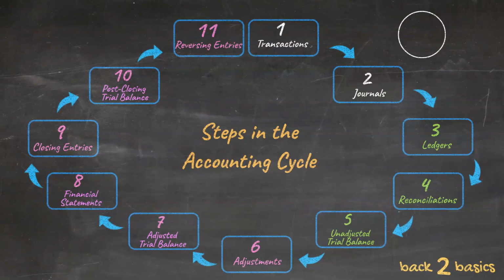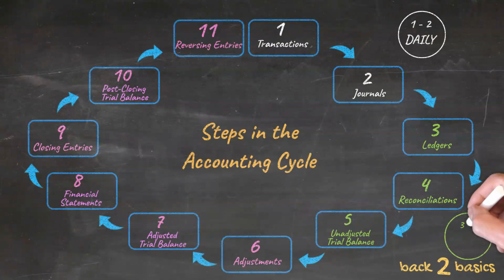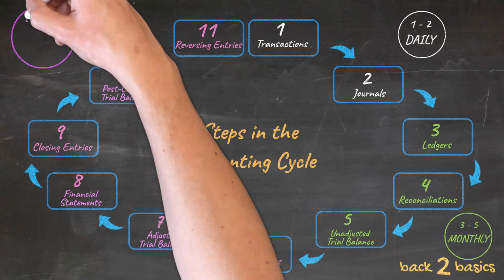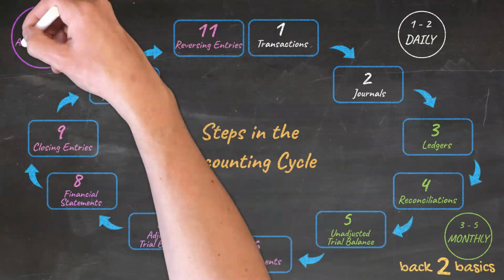It is important to note that steps 1 and 2 will be performed daily. Steps 3 to 5, so from ledgers to unadjusted trial balance, is performed monthly. And then step 6 to 11 is done at the end of the accounting period.